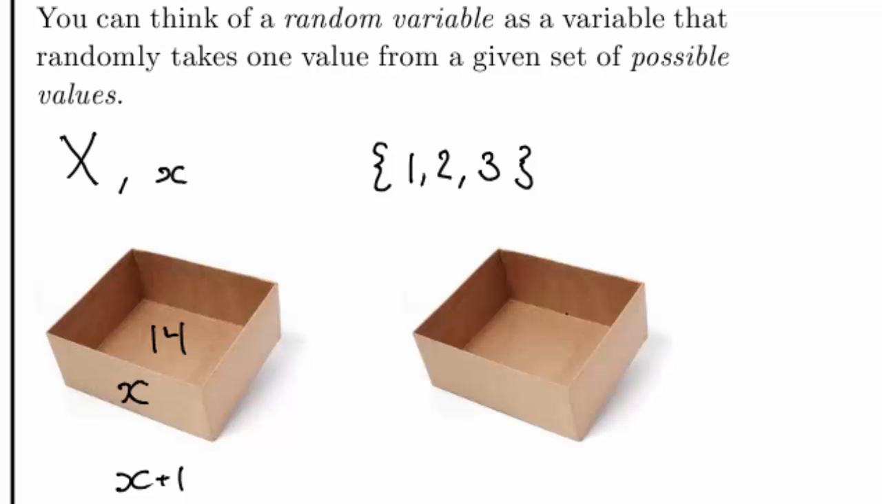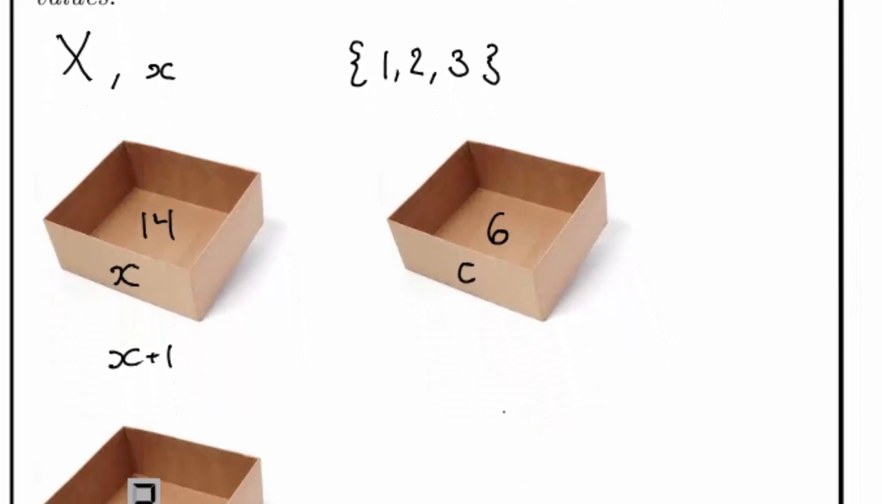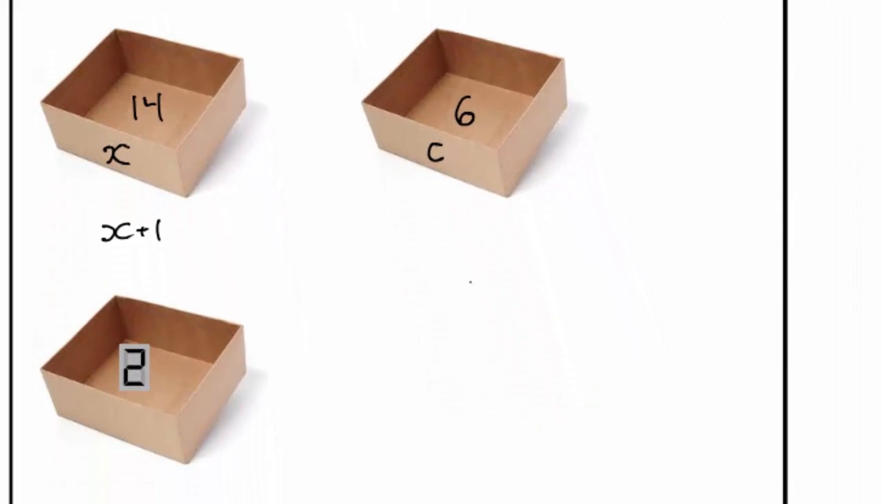A constant, on the other hand, can also be represented by a box. But in this case, we typically think about the number inside the box as being fixed within the specific context. While small x is the most common symbol for a variable, small c is the most common symbol for a constant. So if I put the number 6 inside this constant box, I expect to find 6 whenever I look in the box.